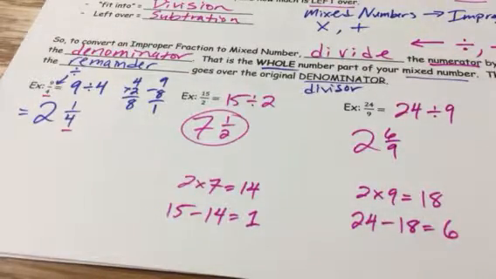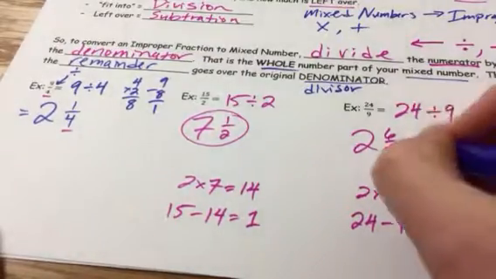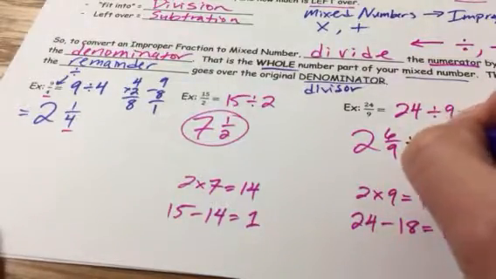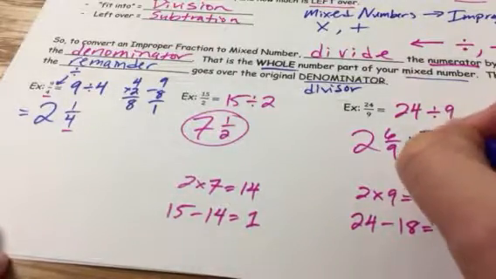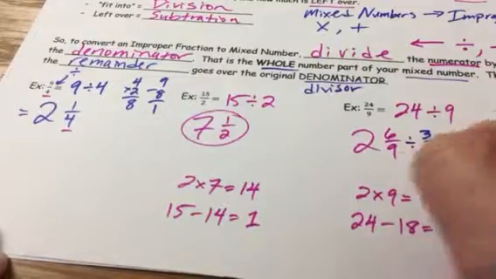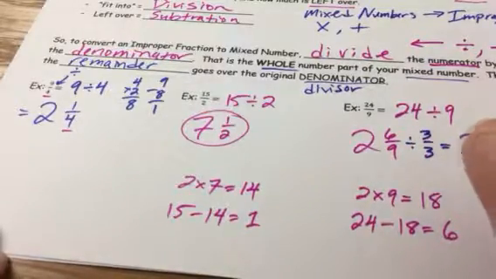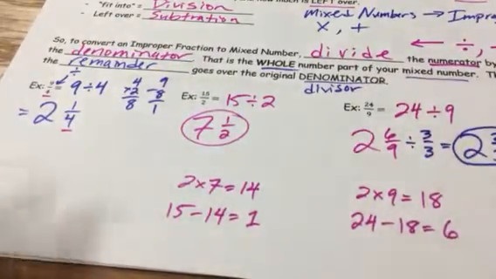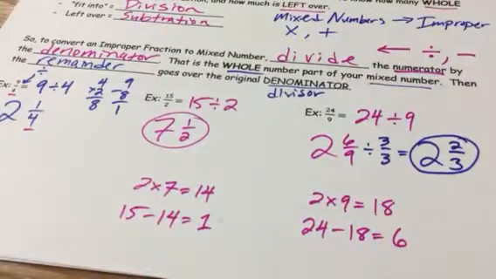6/9. And the last step is that I would love for you to simplify. Simplifying means that we are going to divide the top and the bottom, numerator and denominator, by a common factor. I can divide both of these by 3, and I get 2 2/3, and that is in simplest form.